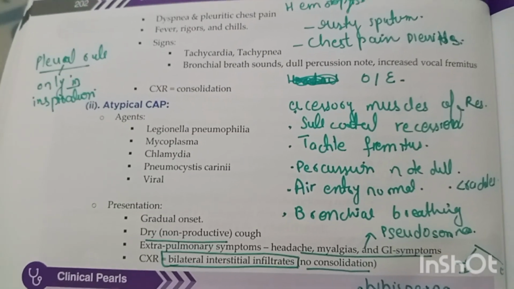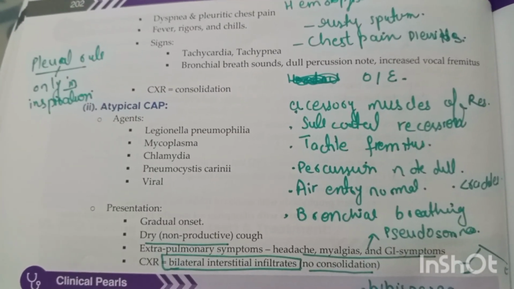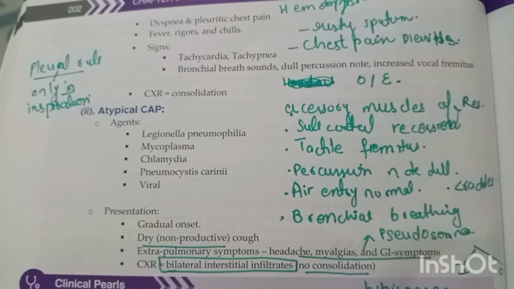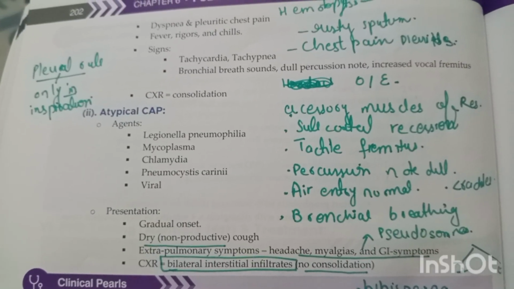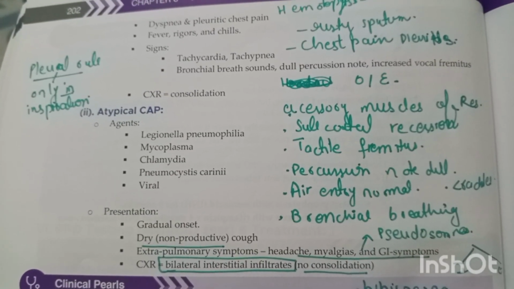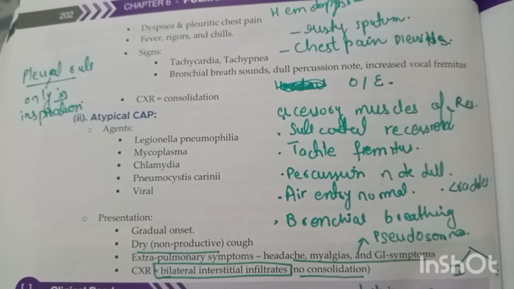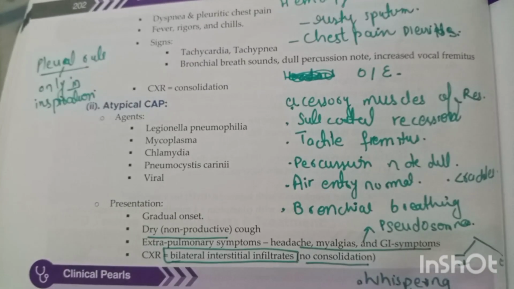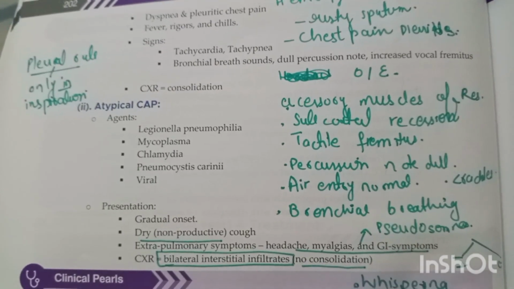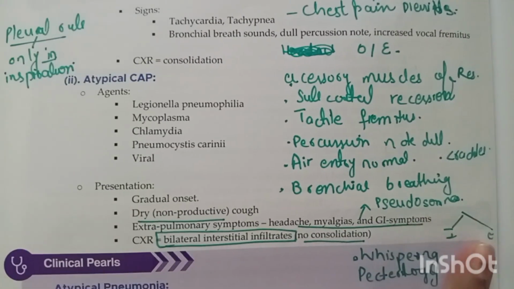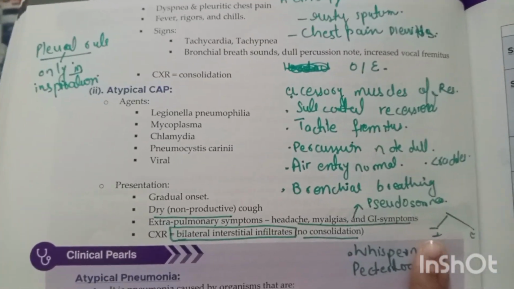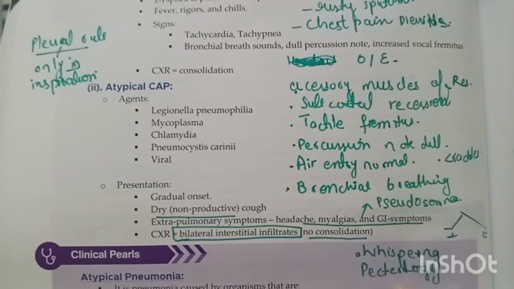On examination, you see that the patient is using accessory muscles of respiration. There is subcostal recession, there is tactile fremitus, there is a dull percussion note. Air entry is normal, and you can hear the crackles very clearly. You should see bronchial breathing. What is bronchial breathing? The expiratory phase is prolonged and the inspiratory phase is not as prolonged. And you see whispering pectoriloquy.